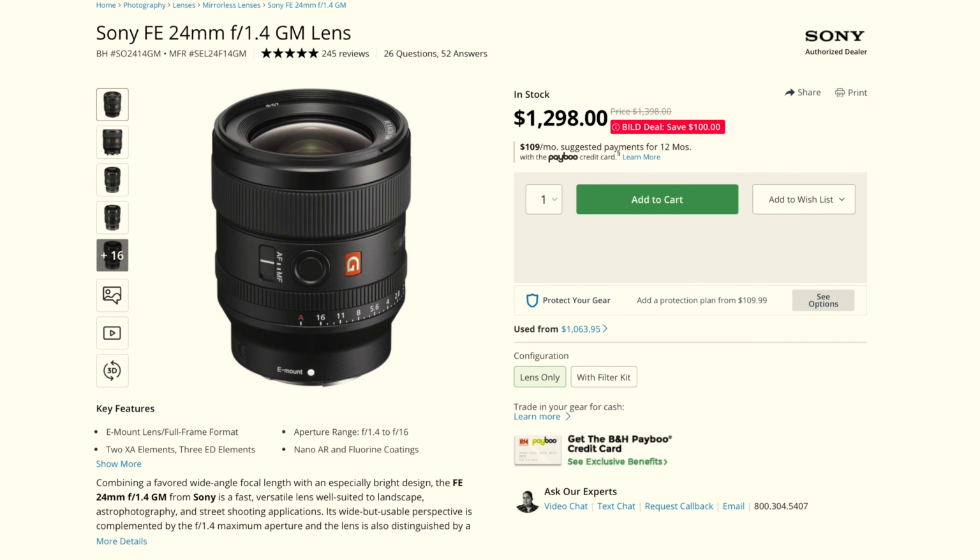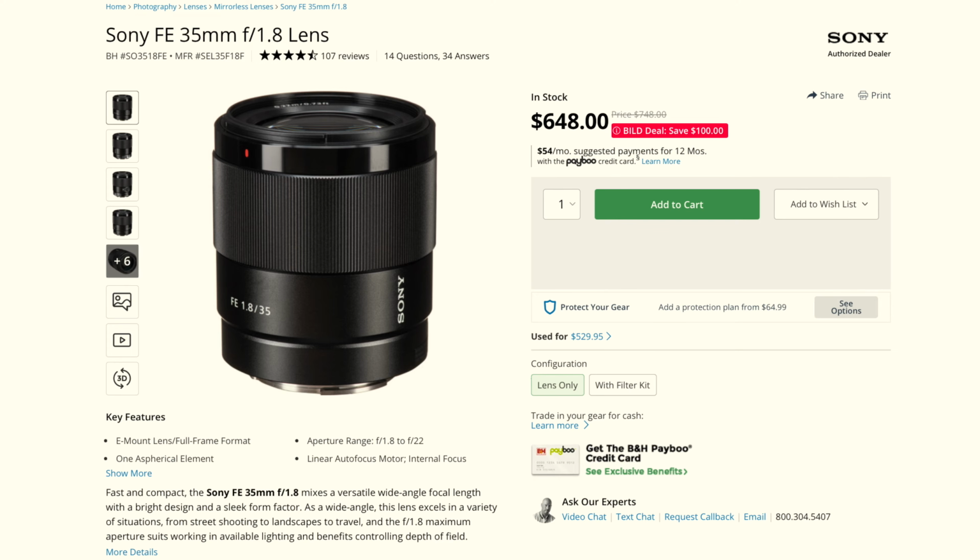So let's start by getting this out of the way. The 24mm f1.4 retails for about $1,400 and the 35mm retails for $750. So the 24mm is almost double the price of the 35 f1.8. One other thing to note is that the 35 only goes down to f1.8 and the 24 f1.4 is 1.4. So you get about 2/3 of a stop of light brighter, which allows you to shoot at a lower ISO in low light situations using the 24mm lens.